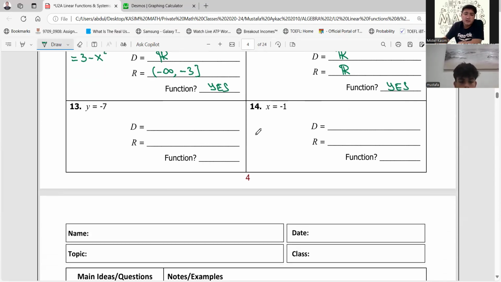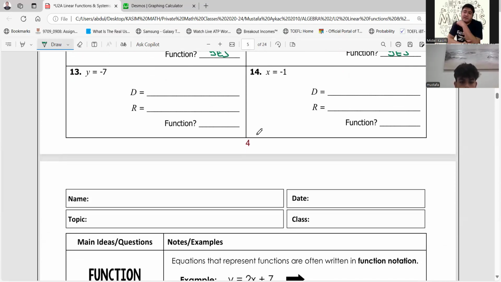Okay. How about y equals -7, Mustafa? What would its graph look like? Is it a kind of curve or a straight line? If it's a straight line, what kind of straight line is it?